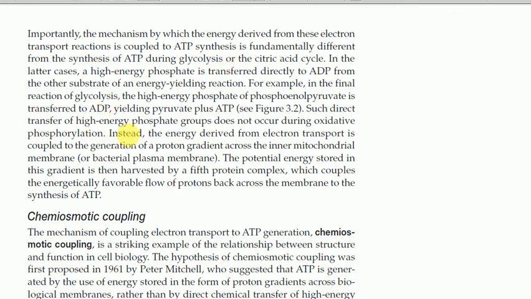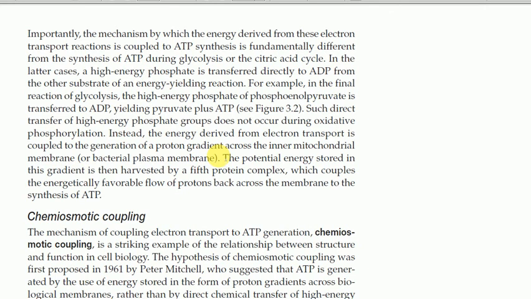Such direct transfer of high energy phosphate group does not occur during oxidative phosphorylation. Instead, the energy derived from electron transport is coupled to the generation of a proton gradient across the inner mitochondrial membrane or bacterial plasma membrane. Energy derived from electron transport, vile unavyo-transport electron unapata ile energy yenyewe inatumika tu kupump proton. So ile energy haigenerate ATP moja kwa moja, bali ina-pump proton.